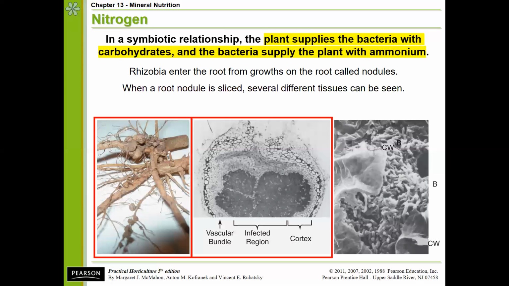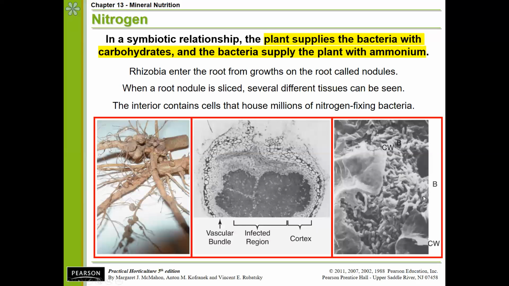So here we're just looking at the process where the rhizobia enters the root on these nodules, and that center picture there is a cross-section of a root nodule, looking at the different tissues of the infected region where that bacteria occurs, as well as the cortex of the root and the vascular bundles. And then that last picture is an electron microscope image of the interior of the cells housing millions of these bacteria.